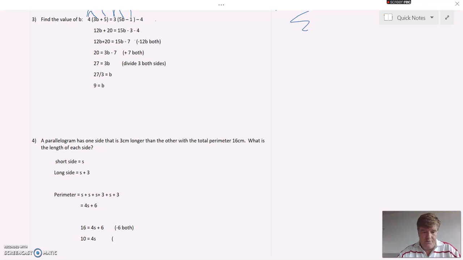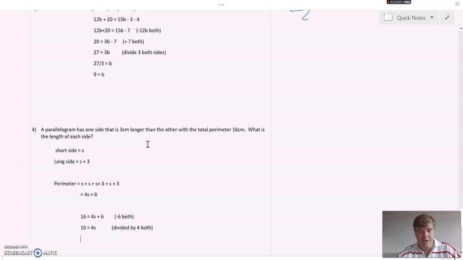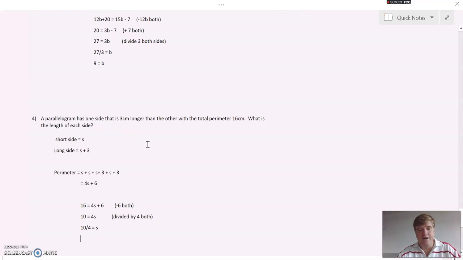So now we want to divide both sides by 4. So 10 divided by 4 on one side, and 4S divided by 4 is going to leave us S. The only thing I can do to simplify there is say, well, 10 divided by 4 is the same as 2 and 1 half equals S.